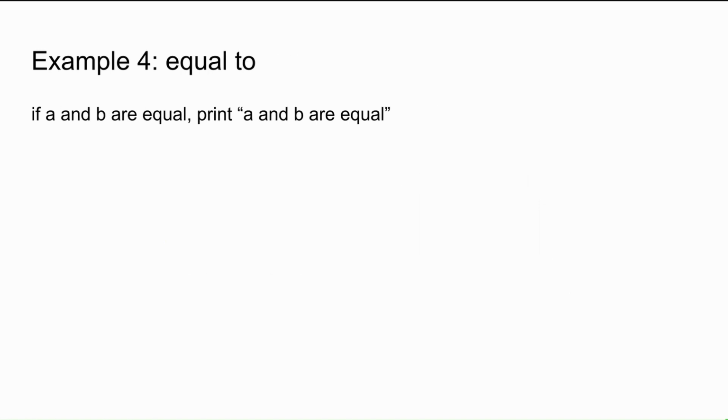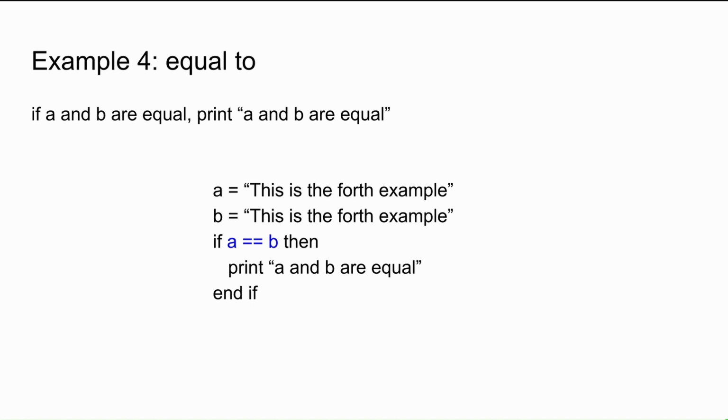Jumping into the next example, here we are going to see the equal to operator. So in this case, if A and B are equal, we are going to print A and B are equal. Now we are storing two strings in A and B. We can see that the strings in A and B are the same. As A and B are equal, the condition would be true, and the print will be executed, and we will see the message A and B are equal.